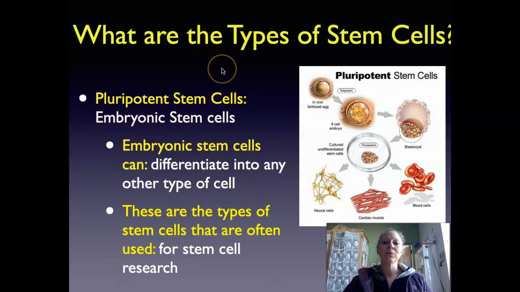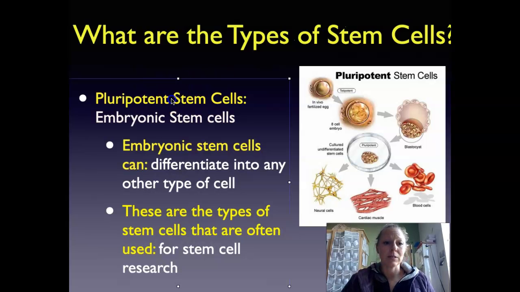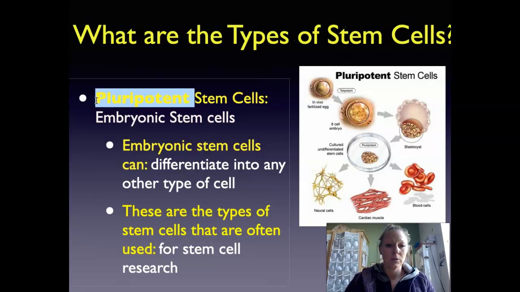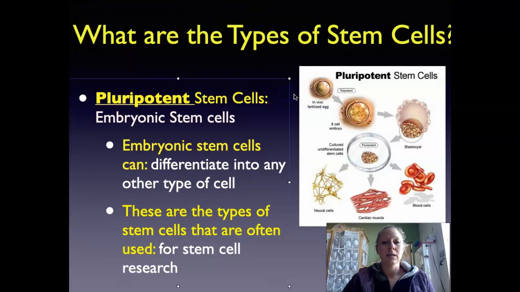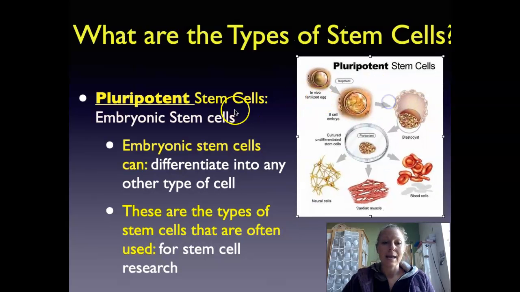So there's a couple different types of stem cells. A pluripotent stem cell. So that's a big word. Let's underline that and make it bold. Pluripotent stem cells. There is another word, aka embryonic stem cells. Embryonic stem cells can differentiate into any other type of cell.